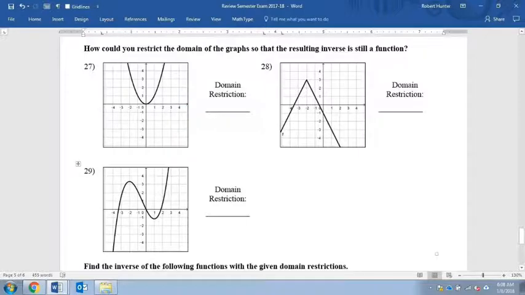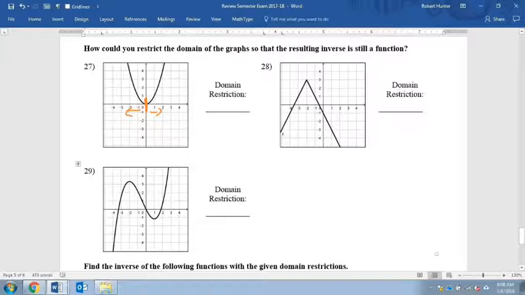So basically all you have to do is find a vertex and restrict. Right here, that vertex is 0. I can restrict to the right and get this side as my inverse, or I can restrict to the left and get that side as my inverse. Either one is a function.